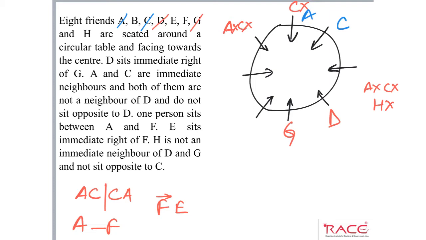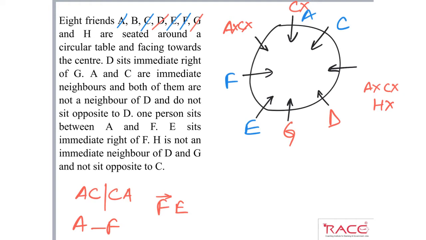Now if we have A, then the number of persons between A and F is 1, and immediate right of F is E. If I place F here, immediate right of F should be E, but what we have here is C. So I cannot place F here. It means I have to place F here, and if I place F here, E will be here. So I have F and E according to the information.